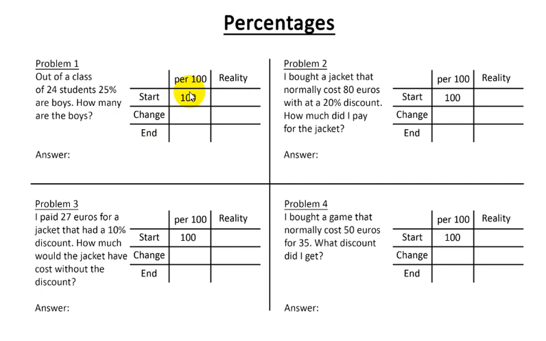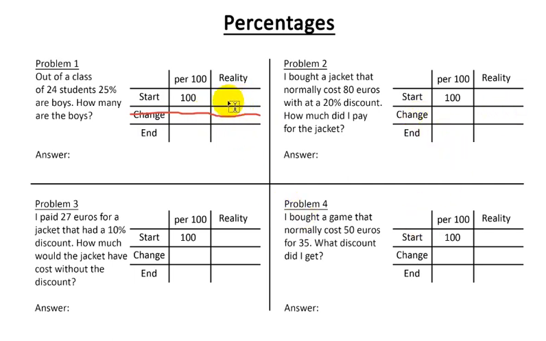It says, out of a class of 24 students, 25% are boys. How many are the boys? So in this kind of problem, first of all, it's the only kind of problem where this middle line that says change can be ignored. It doesn't play a part. In all the other problem types it does, but in this one it doesn't.